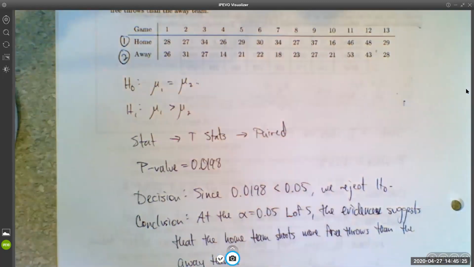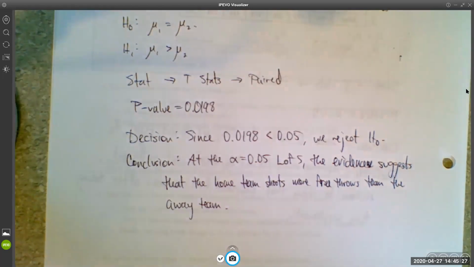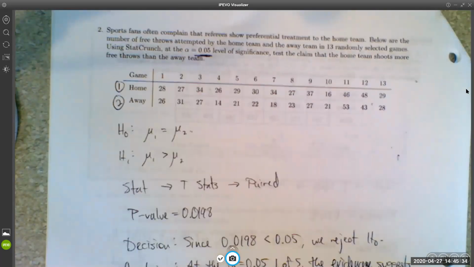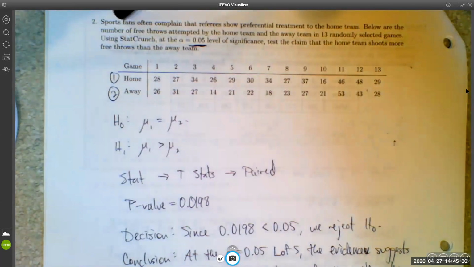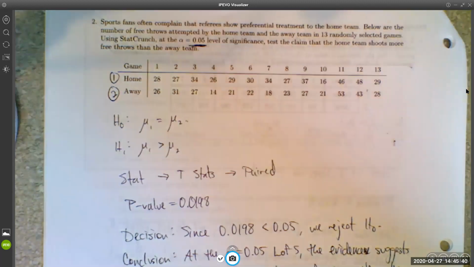Okay, so the evidence suggests that the home team shoots more free throws than the away team. That's what we're able to gather from the data. Now, it's interesting to think about that in terms of the original question, right? Sports fans often complain that referees show preferential treatment to the home team.